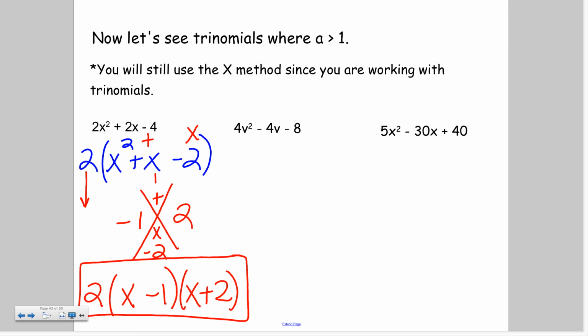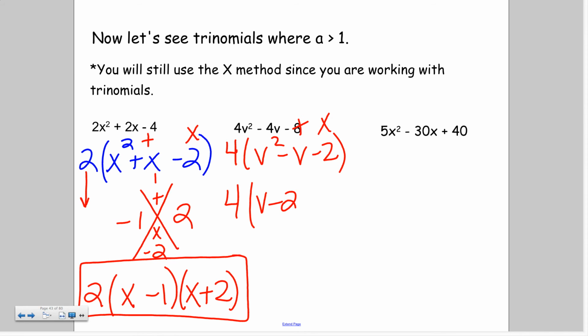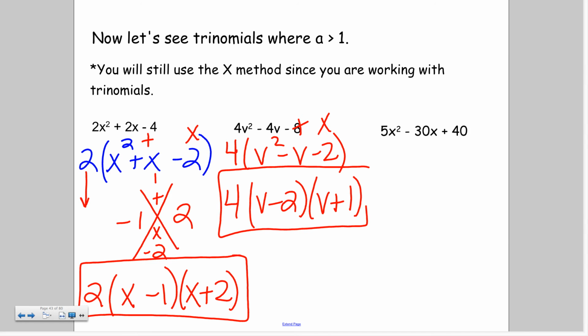Alright, next one, we take out a 4. And this one's going to work. We're going to bring the GCF down. Then we're going to try to multiply to get negative 2 and add to get negative 1. So that's going to be v minus 2, v plus 1. Alright, next one, 5, 30, and 40 all have 5 in common because I can divide 30 and 40 by the smallest one. X squared minus 6x plus 8.